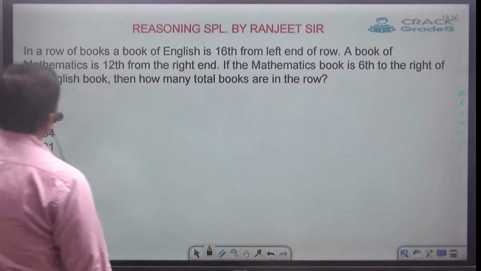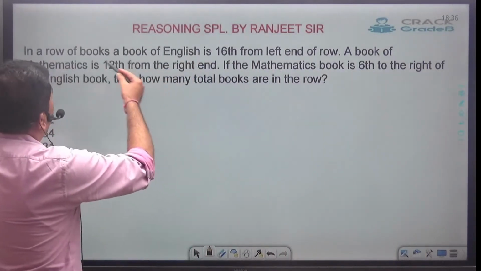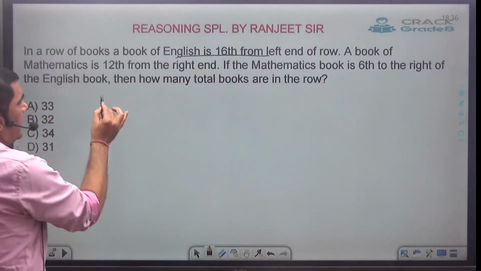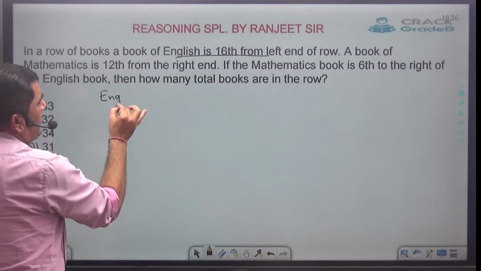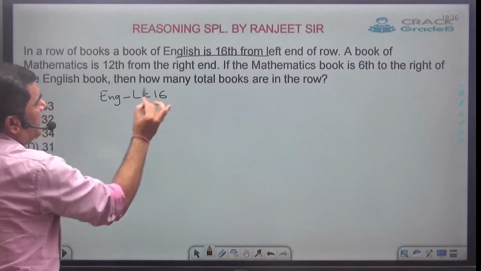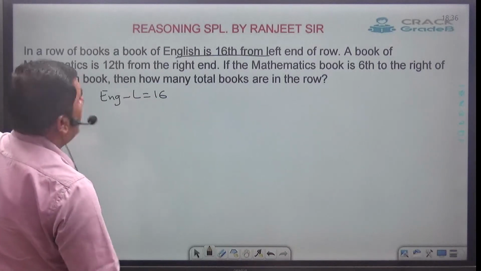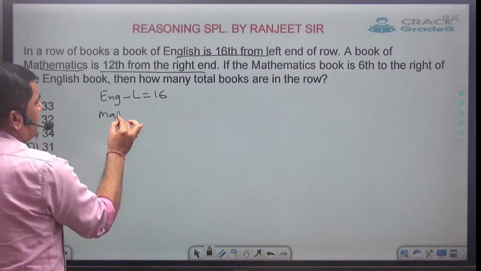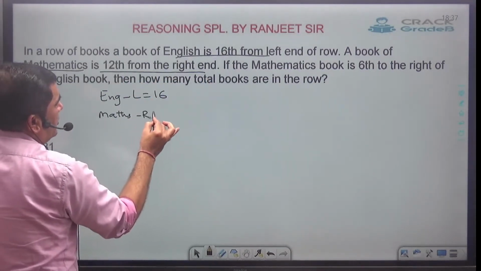Okay. In a row of books, a book of English is 16 from left. Okay, English is given to be 16 from left. A book of mathematics is 12 from the right. Okay, Maths is given to be 12 from right.